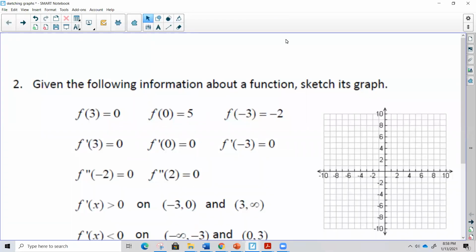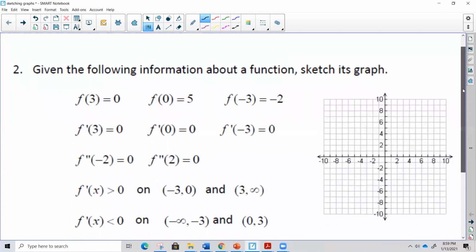In this video, I'm going to talk about how to sketch a function from the given information, and there will be one like this on the exam. In these problems, they are going to give you different information about the graph, and you are going to use that to sketch it.